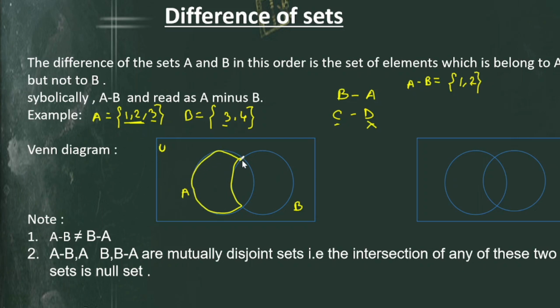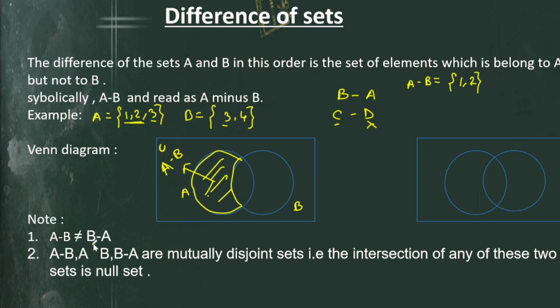So this is actually A minus B. Got it? So this portion we say is A minus B. The elements of B should be removed. Okay, now there are some notes.